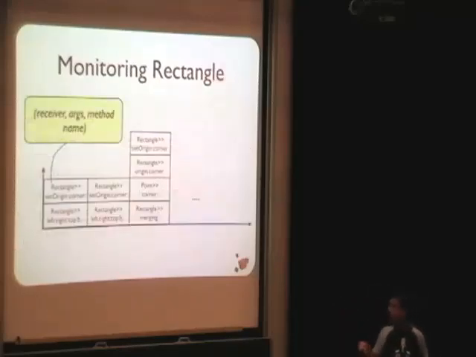So each column is made of frames, and each frame actually represents one method call stack frame. There is nothing magic there. And each frame knows about the receiver, the arguments, and the method name. And so here this is just the first three steps of the story. But I can have something way bigger.